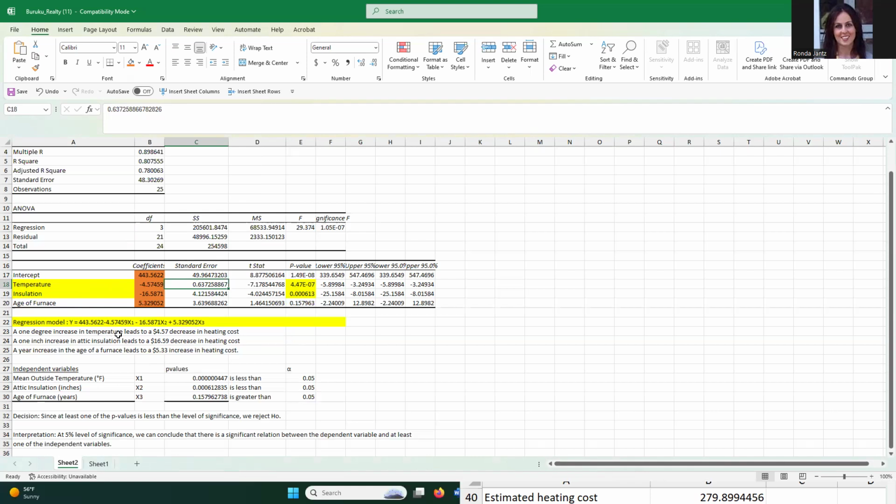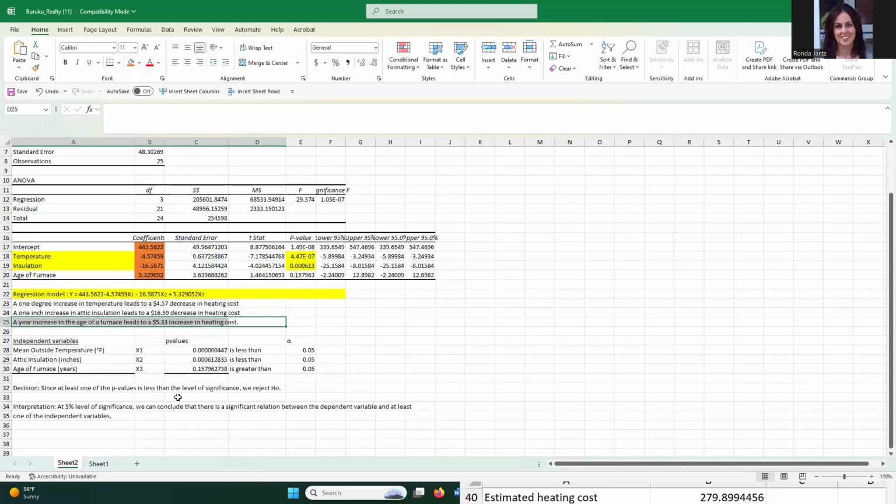So now we can go through and see that a 1 degree increase in temperature leads to a $4.50 decrease in heating costs. 1 inch increase in insulation leads to a $16 decrease in heating cost. And then a year in the age leads to a $5 increase in heating costs. So we obviously know that is not significantly helping our system. I hope that helps you to understand how to interpret this graph.